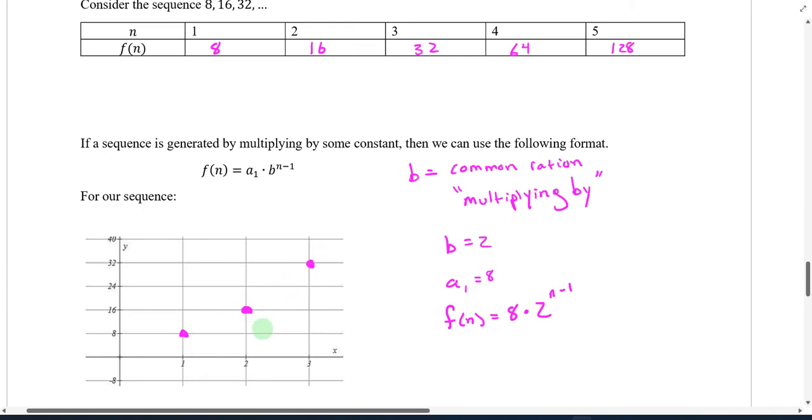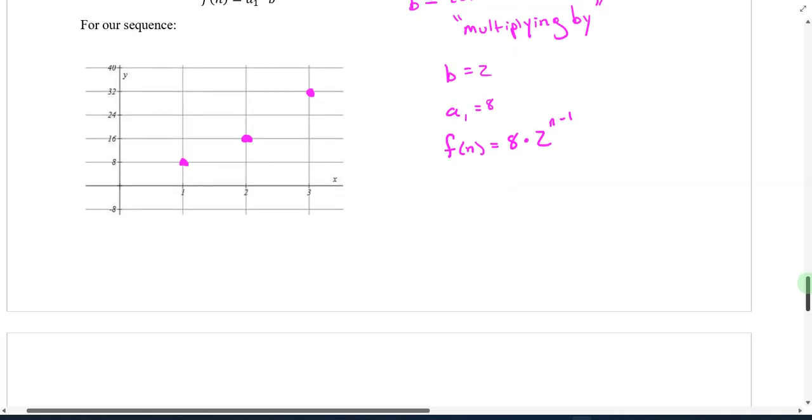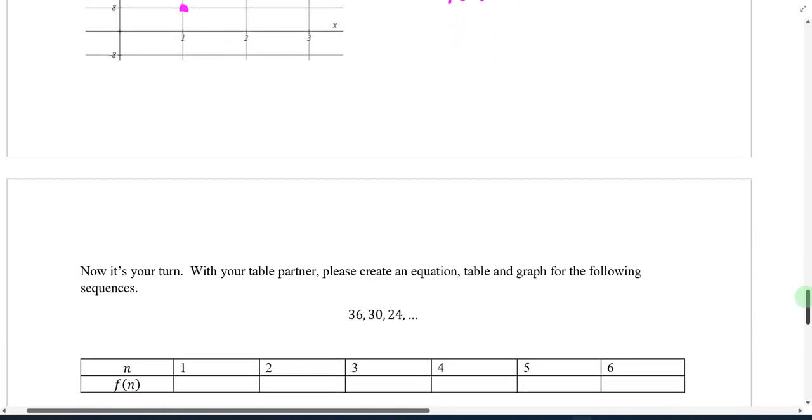So if you ever run into a graph and there's not enough room to plot some of the points, just plot the points that will fit. Okay, so there we go. That is a sequence with a multiplier rather than something that we're adding.